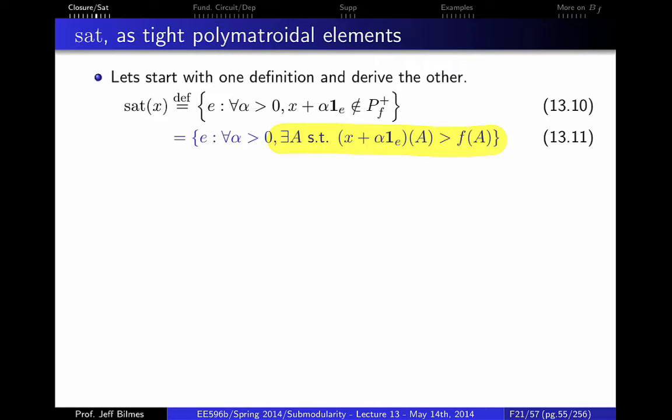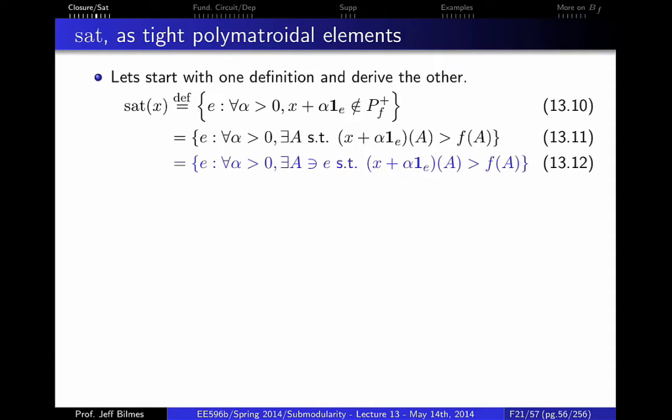There exists some A. Remember, A is a set and indexes the inequality. There exists some A for which the inequality is violated. And violation means that we have strictness in this particular case. It's greater than, or outside of the polytope. There might be more than 1, but there can't be less than 1. That's what violation means.